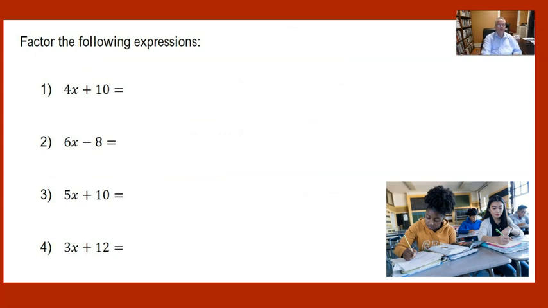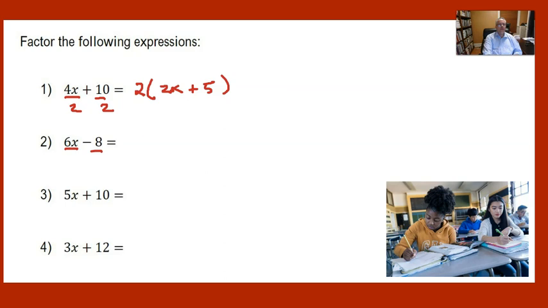Okay, so we're going to try these. The first step is to think, what can these be divided by? They both can be divided by 2. So this can be 2 times, we're going to need a 2x plus 5. If you're wondering how we get what we're doing here, one way to think of it is we're dividing both these terms by 2. 4x divided by 2 is 2x. 10 divided by 2 is 5. Some people like to do it that way.